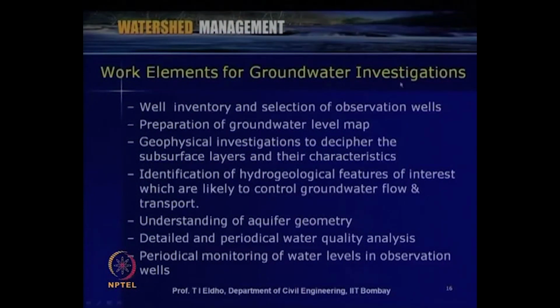Now let us go to groundwater flow or groundwater quality modeling. Before that, let us further summarize the important work elements as far as groundwater investigations are concerned. When we go for groundwater investigations, we have to go systematically. The work elements are well inventory and selection of observation wells, then preparation of a groundwater level map for the particular watershed or area concerned, then geophysical investigations to decipher the subsurface layers and their characteristics, then identification of hydrogeological features of interest which are likely to control groundwater flow and transport, then understanding of aquifer geometry, then detailed and periodical water quality analysis, then periodical monitoring of water levels in observation wells.